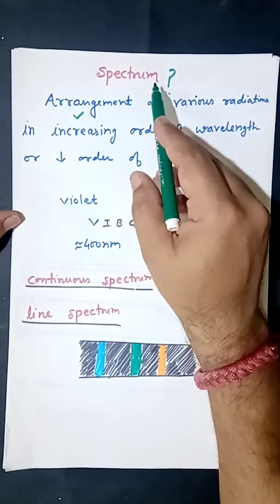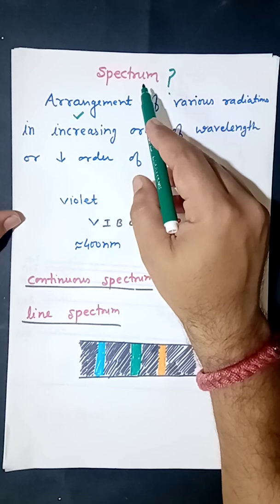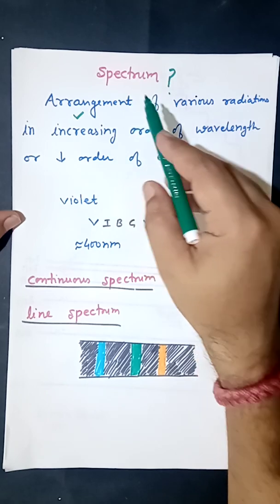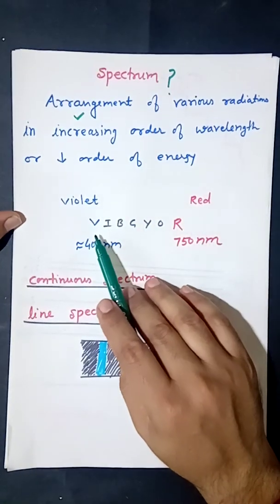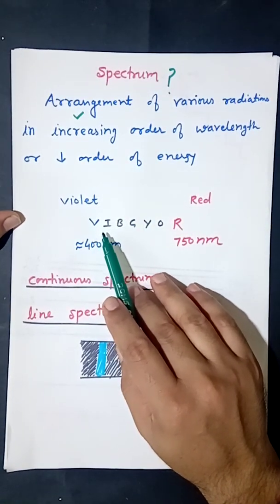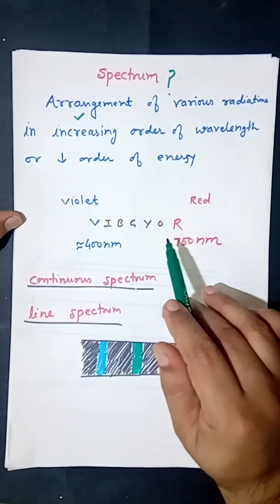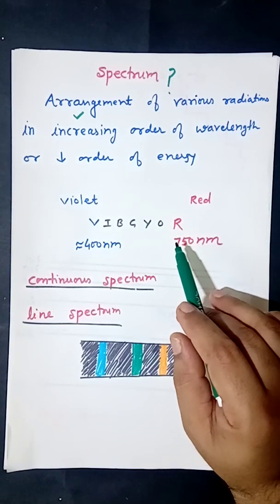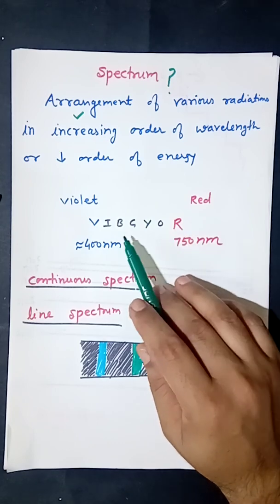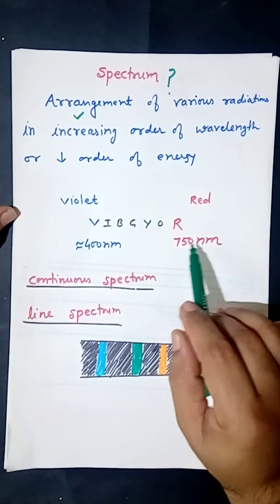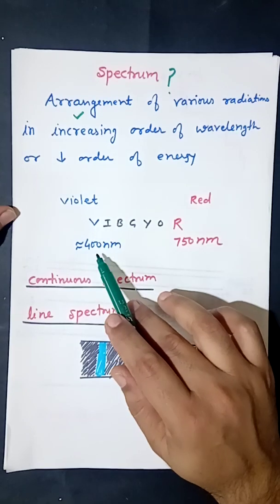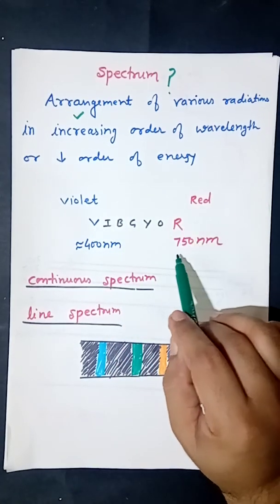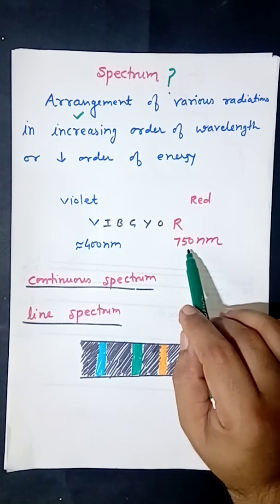You all have seen a rainbow, and you all know that a rainbow has seven colors, and all the seven colors are always arranged in the same sequence. It is VIBGYOR, you all know. So they are not seven colors for us now. In fact, these are seven different radiations, and they are arranged in increasing order of wavelength. The violet color has a wavelength of about 400 nanometer, and the red color has a wavelength of about 750 nanometer.